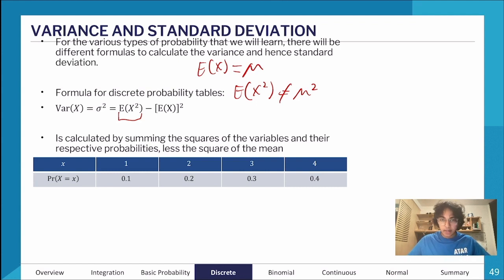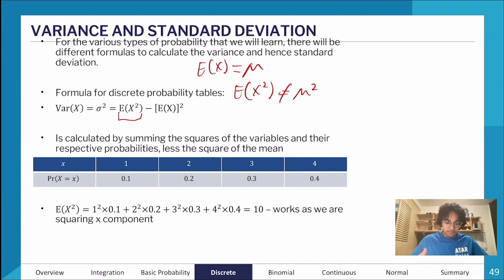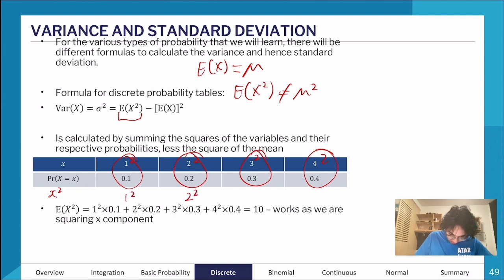But let's try to work out the variance. So how does E of X squared work? Well, all we do is we just square these values here, and then we still multiply them. What I like to do is make a separate table for this. So on top or on bottom, I'd make an X squared set. And so then I'd just write 1 squared, 2 squared, 3 squared, and 4 squared.